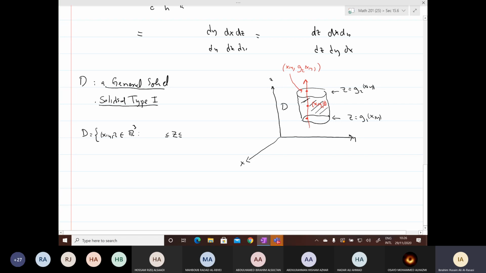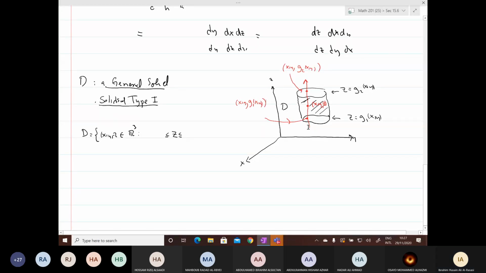What are the y coordinates here? What are the coordinates of this point here? Again, xy is the same. And z, the z coordinate, you get it from G1. You substitute in G1. So this is G1 of xy.